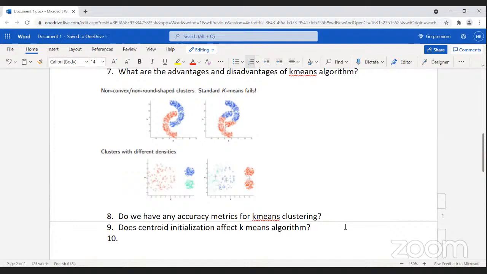Yes, the final result of the K-means algorithm depends on the centroid initialization. How? You are seeing it here. Let's take this example. The centroids would have been initialized somewhere something like here and here and here.